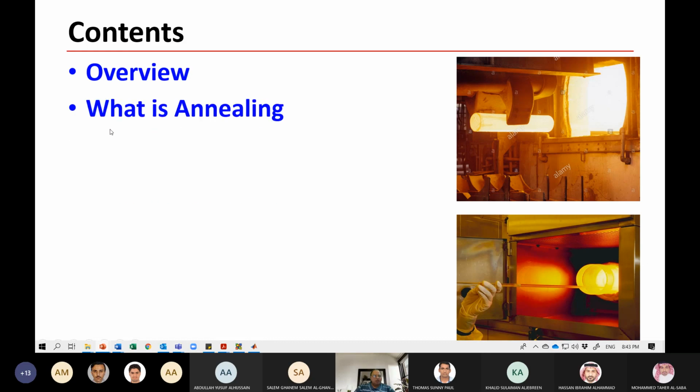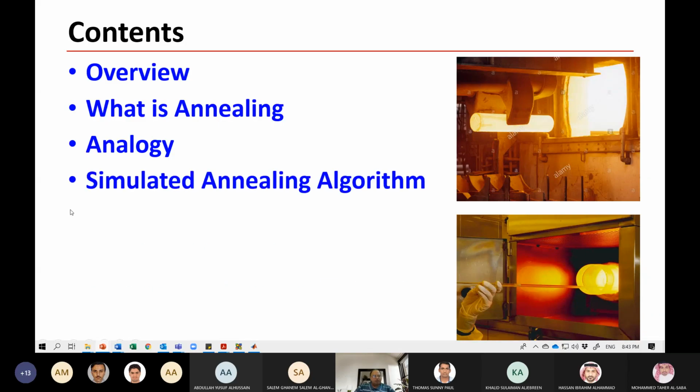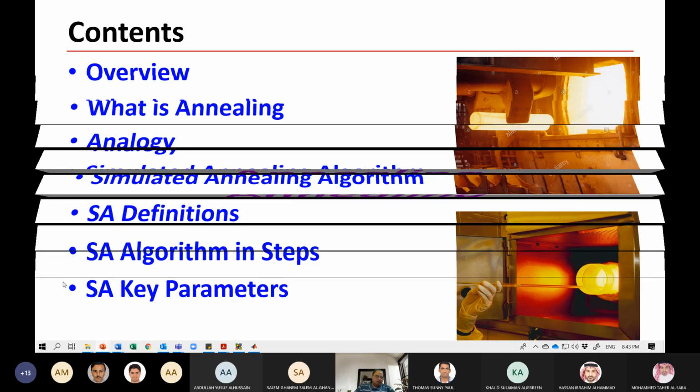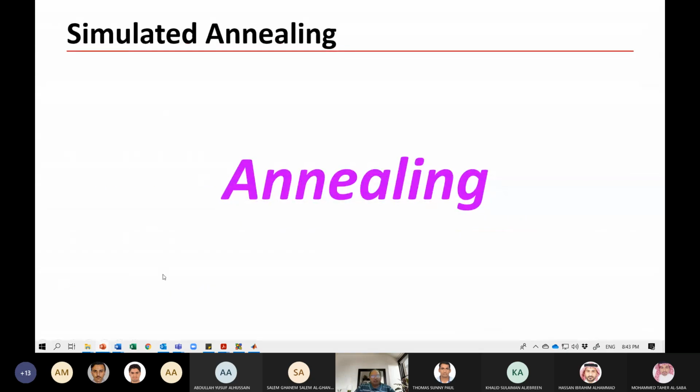We will see what the annealing is as a physical process, and how to make an analogy between the annealing, the physical process, and the simulated annealing algorithm. And we will see the definitions and the components of simulated annealing, and we will see also in steps how it works and the key parameters of the simulated annealing.